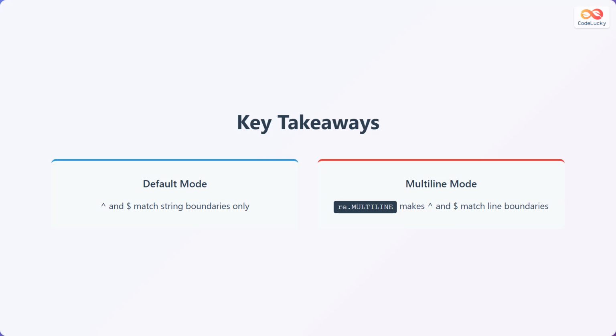Here are the key takeaways. In default mode, the caret symbol and dollar sign match only the string boundaries. While in multiline mode, the re.MULTILINE flag makes the caret symbol and dollar sign match line boundaries.